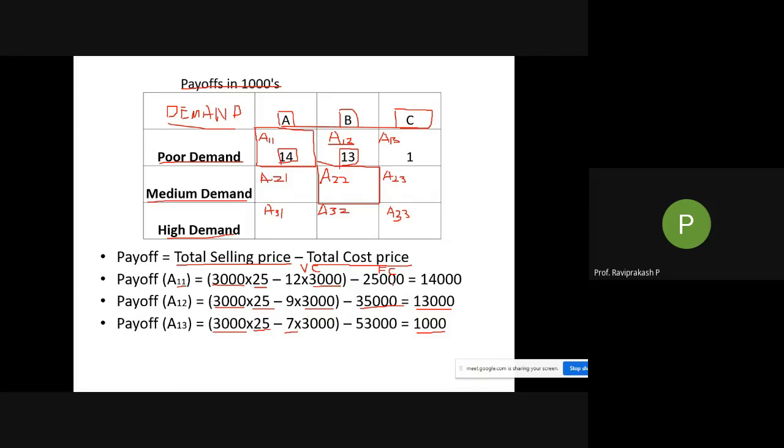So write this. Actually, I'll give you some time. Write this. Payoff is equal to total selling price minus cost price. Then payoff. Take 2 to 3 minutes. Okay, write all this. Then check.